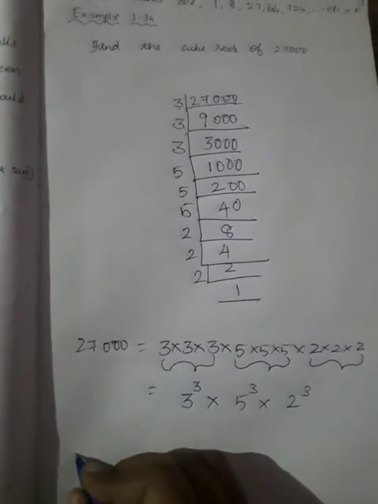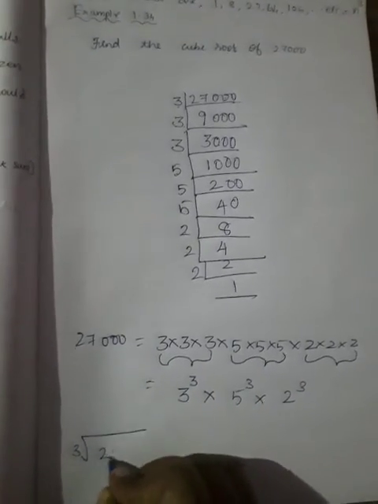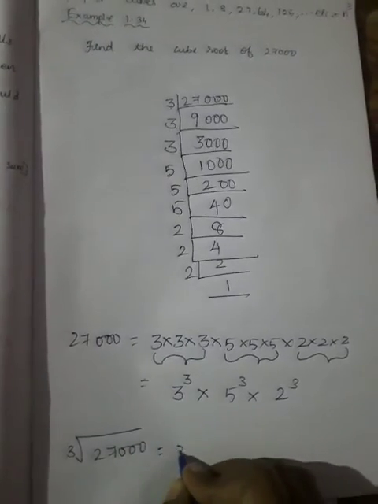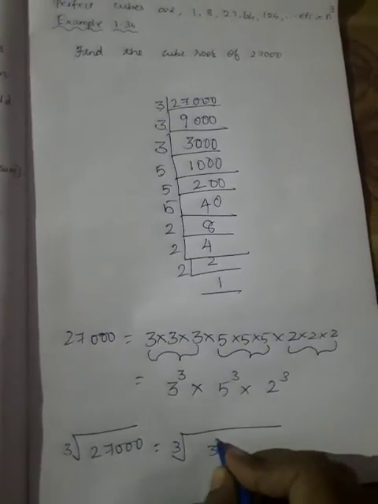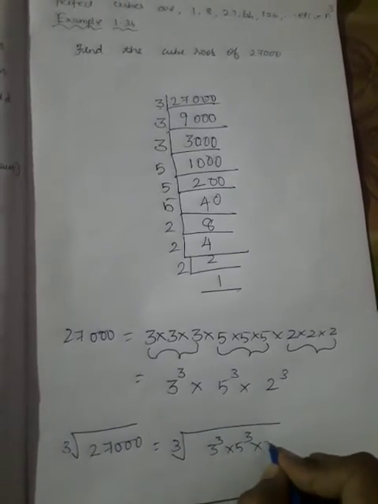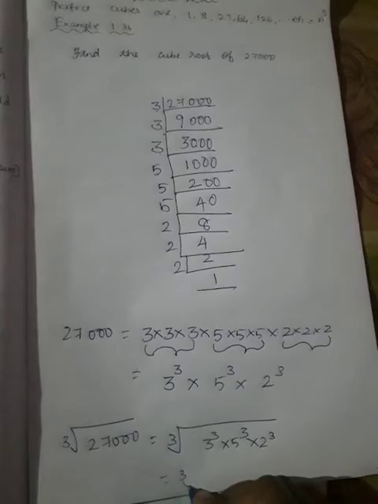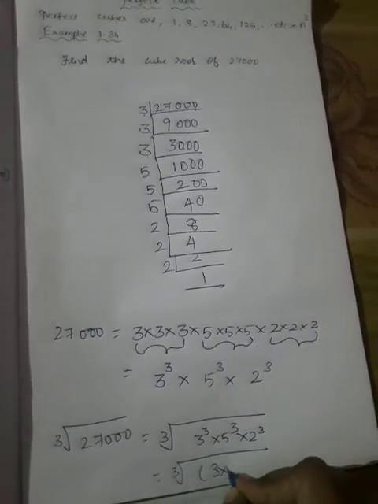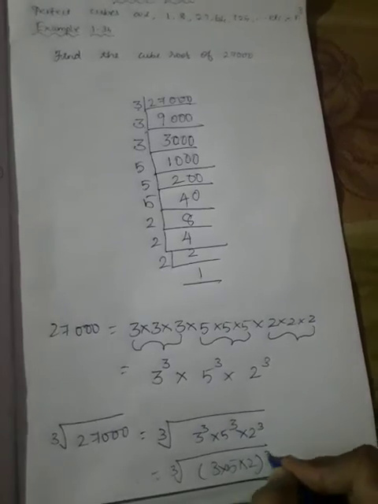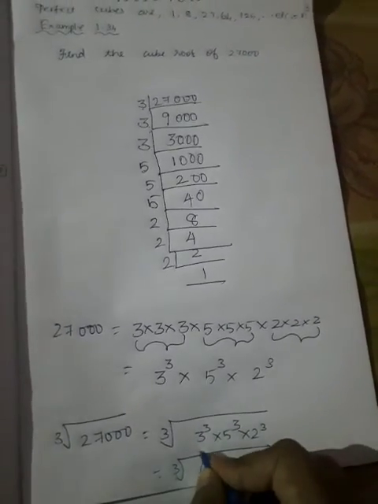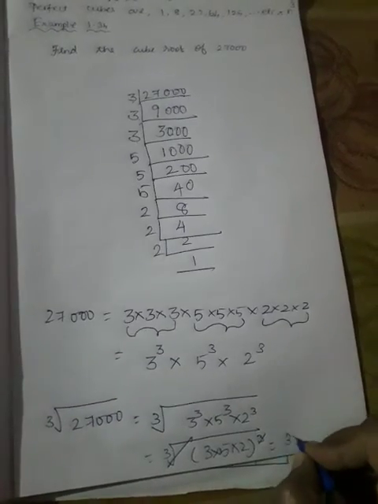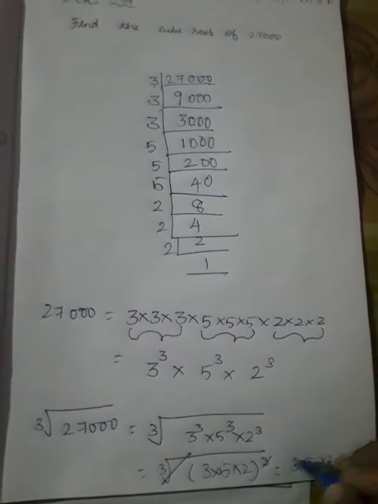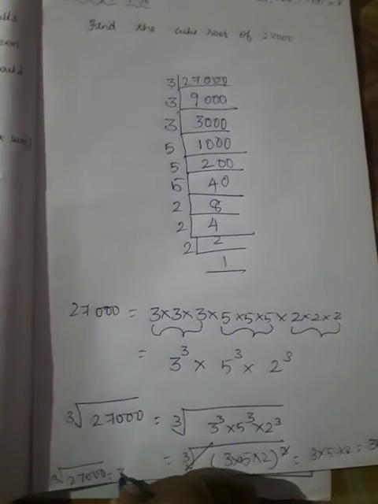Now we should find out the cube root. Am I correct? So cube root of 27,000 is equal to cube root of 3 cube into 5 cube into 2 cube. In all the numbers we have a cube, so you just write it in the general form: 3 into 5 into 2, the whole cube. So this cube and cube root will get cancelled. 3 into 5 into 2 is equal to: 5 2s are 10, 10 3s are 30. So it's very easy now. Cube root of 27,000 is equal to 30.